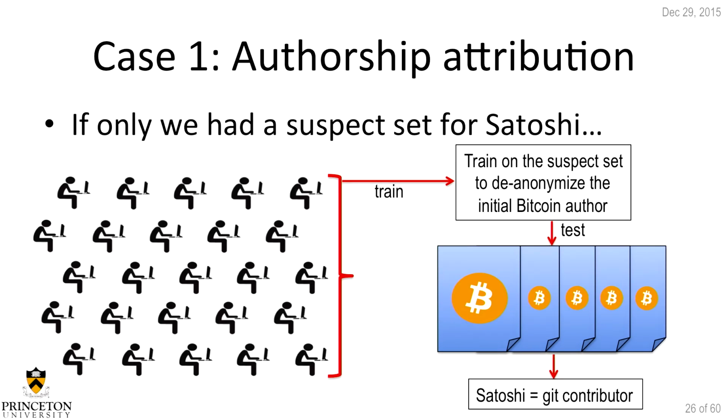How can we do this with Satoshi, though? If we had a suspect set for Satoshi, we take the suspect set's previous code samples and train a classifier on that. After that, as test data, we take Bitcoin's initial Git commit, the first original Bitcoin code, and try to see who in the suspect set it was written by. Many people ask us, so who is Satoshi? The thing is, we have a suspect set, but unfortunately, the main suspect in our set doesn't have any former code samples. So we are just leaving this slide like this.